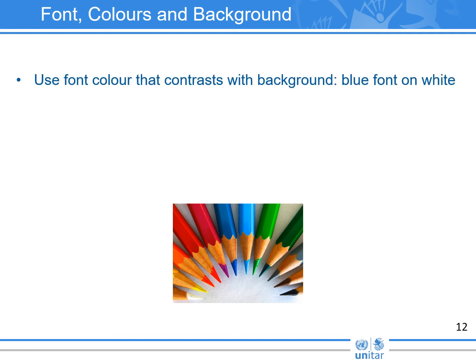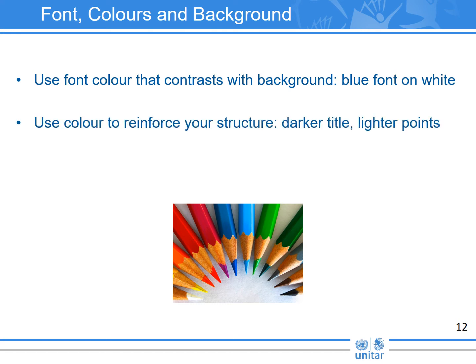So color is very nice to have in a presentation, but you also want to use a color that, with your writing part, contrasts with the background. The Unitar template's great because it's blue font on white, and for the title bar, it's white font on blue. Really nice contrast. You don't have to use blue and white, just use colors that contrast beautifully with each other. You can use a color if you want to reinforce your structure, so you could have a darker title and then secondary points that are lighter, but still blue, just a lighter blue.